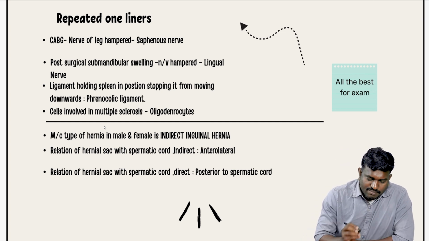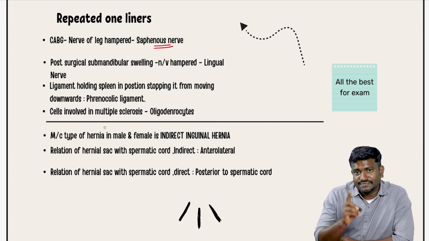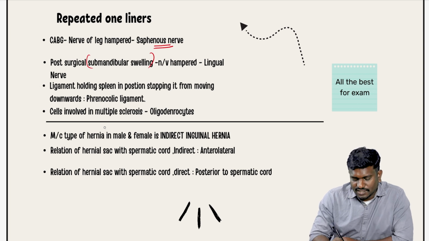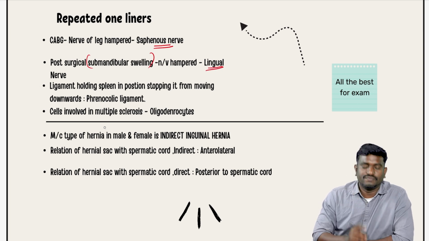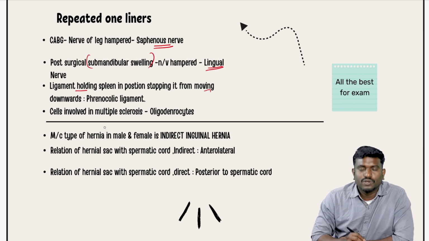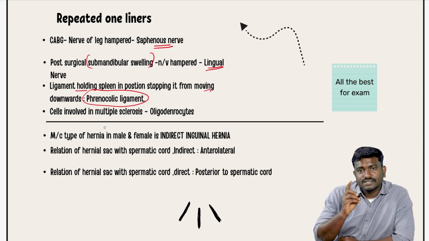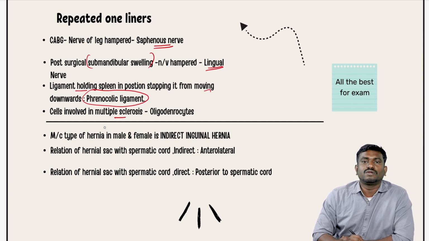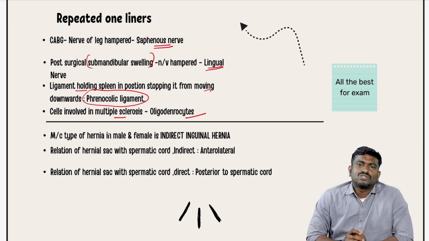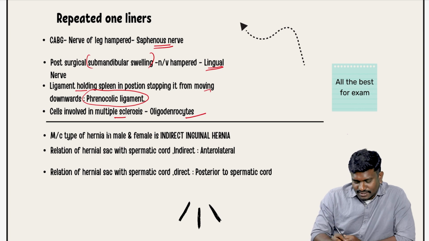First is going to be CABG nerve of leg hampered is going to be what? Saphenous nerve. Post-surgical submandibular swelling is due to what? Which nerve hampered? Lingual nerve. Yes. Ligament holding the spleen and not moving downwards. That is going to be what? Phrenocolic ligament. Cells involved in multiple sclerosis are going to be oligodendrocytes. Yes. Last, most common type of hernia in male and female is going to be indirect inguinal hernia.